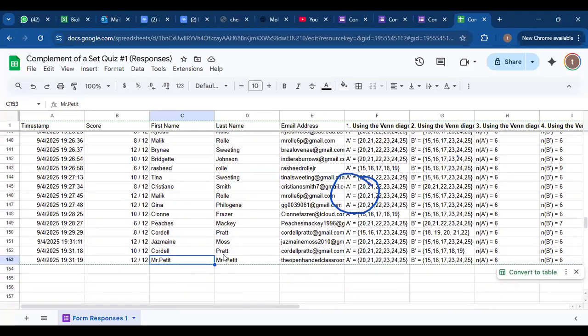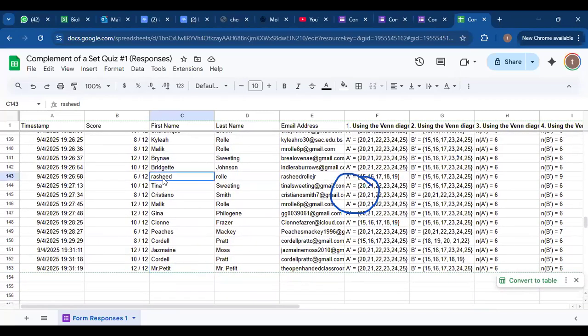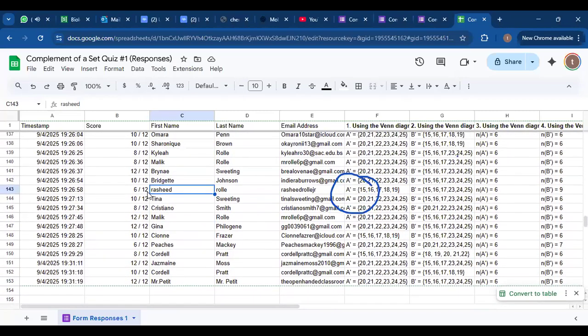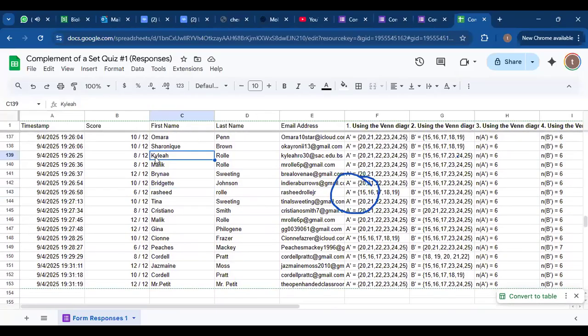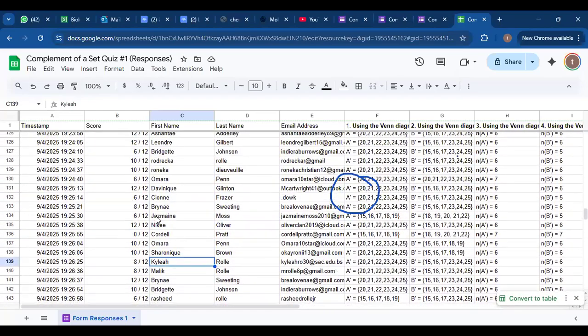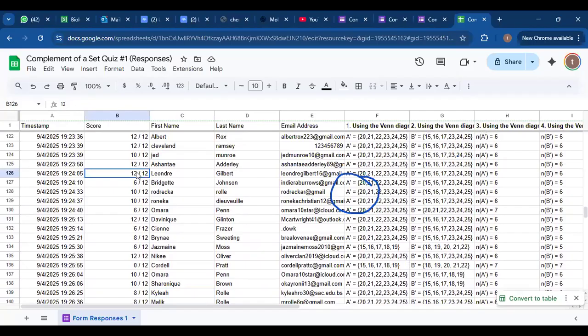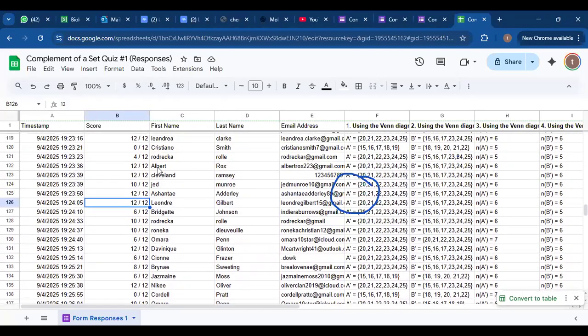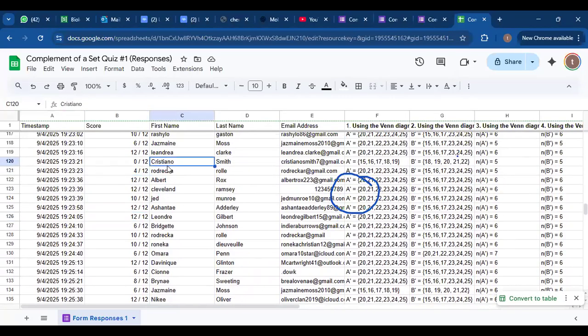I got locked in though. Rashid, you have to redo your quiz. I got 12 out of 12. You want to see me? Kylia, you have to redo your quiz. I see you. I don't see you, sir. Did you put your name? Oh, there you are. You were one of the first. Very good. Albert, Rodrigo, Cristiano, please redo your quiz.